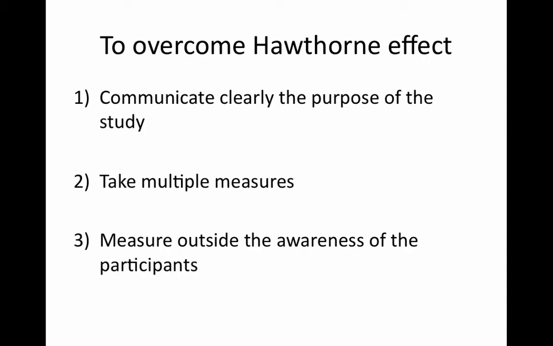To overcome the Hawthorne effect, communicate clearly the purpose of the study, take multiple measures, and measure outside the awareness of the participants. With the Hawthorne effect, the gains are often only short-term, so the obvious solution is to ensure that you're monitoring performance frequently to ensure that any changes have legs to stand on. This is relatively easy to do for longitudinal studies, but harder to do for cross-sectional studies.